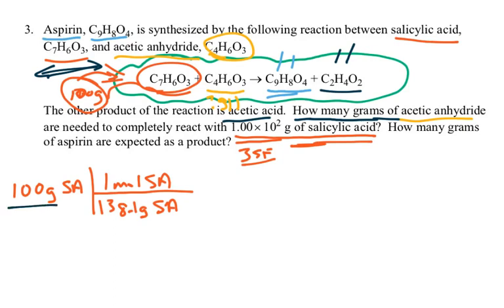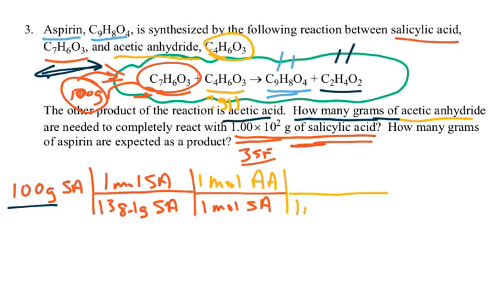So we need a molecular weight to get to moles, okay? So now we have 1 mole of SA, and that's just from the equation. We have 1 mole of acetic anhydride. We'll call that AA for lack of anything else, okay? And then for every mole of AA, we have 102.09 grams of AA. Okay, that's again a molecular weight.